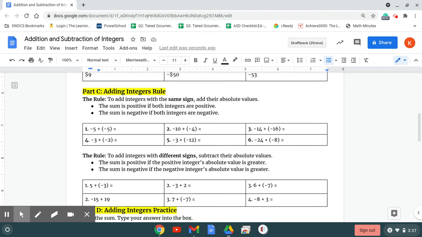Okay, I'm going to repeat it again. Same sign, keep the sign and add. Super, super important because a lot of kids forget this as they're doing it. So let's look at number 1 here. Negative 5 plus negative 5. Same sign, so we're going to keep that sign, and then we're just going to add. 5 plus 5 is 10. So negative 5 plus negative 5 is negative 10. We kept our sign, and then we added.